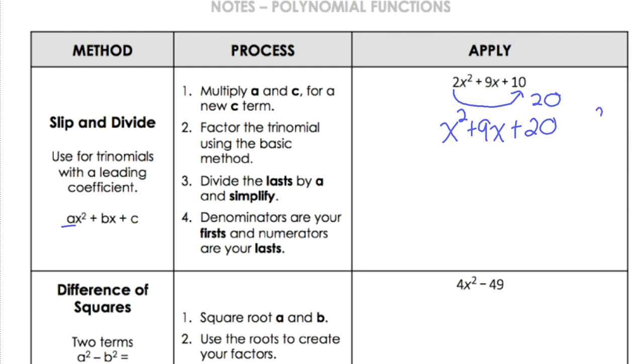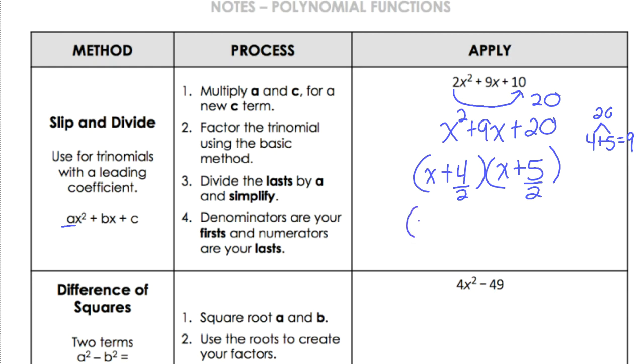Okay, so I'm going to factor this. I'm going to look for my factors of 20 that add up to 9. That's going to be 4 and 5. So multiply 4 and 5, you get 20. Add 4 and 5, you get 9. So my factors here would be x plus 4 and x plus 5. Now, here's where the divide part comes in. Remember, originally we multiplied that 2 into the 10, so now we need to divide it back out. So we're going to divide each of those factors we just found by 2 to move that back. When we do that, we end up with x plus 2.